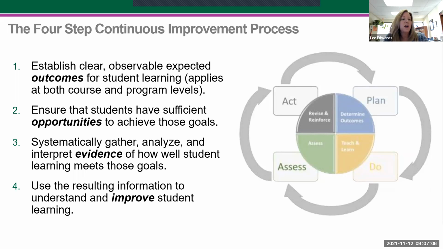So you determine your outcomes. You establish clear, observable, expected outcomes for student learning at both the course and program level. After you get your outcomes, then you actually do, as it says in the bottom right. So we teach and learn. We ensure that students have sufficient opportunities to achieve these goals in our courses and our program.